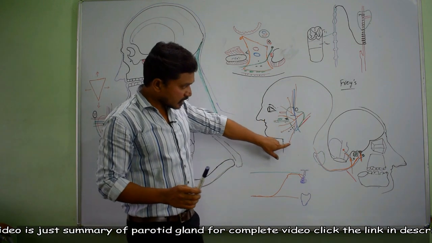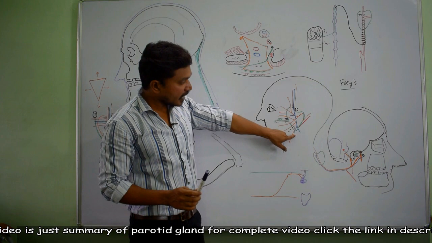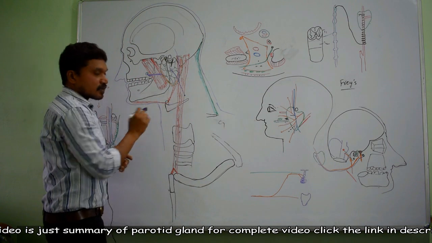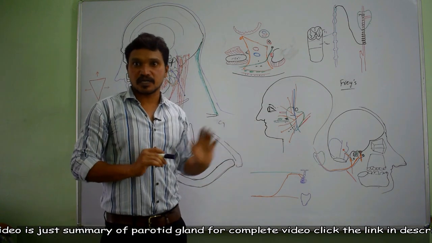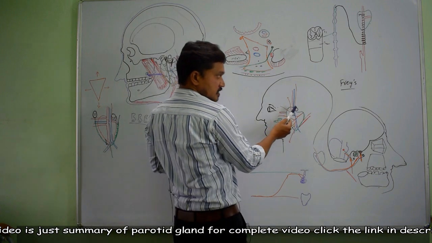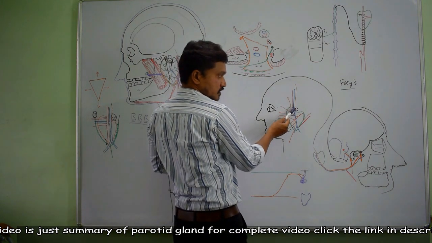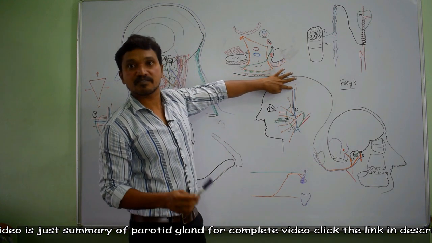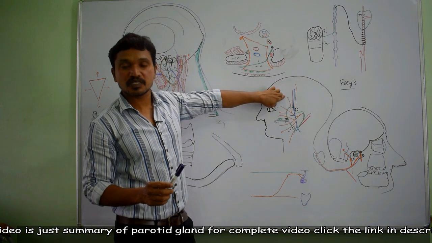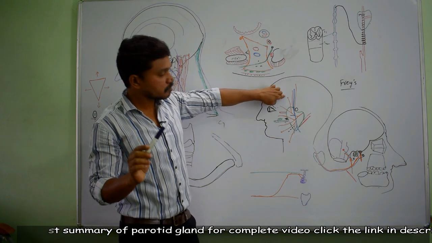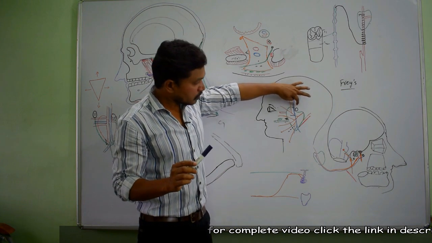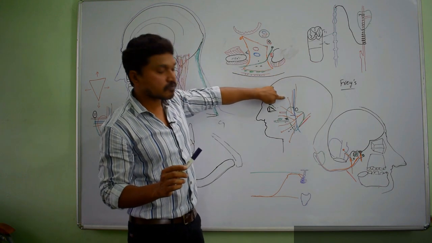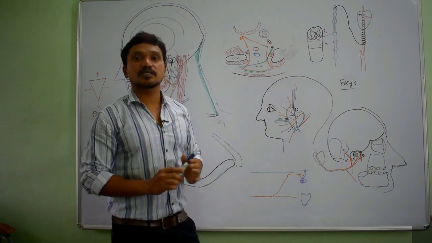Apex is related with the cervical branch of facial nerve and anterior and posterior divisions of retromandibular vein. Along with that, posterior belly of digastric. These are the apex relations. Then base relations. Base is related with external acoustic meatus, temporomandibular joint, then auriculotemporal nerve, superficial temporal vessels, along with that, temporal branch of facial nerve. These are the relations of base. Recollect: external acoustic meatus, temporomandibular joint, superficial temporal vessels, auriculotemporal nerve, temporal branch of facial nerve.